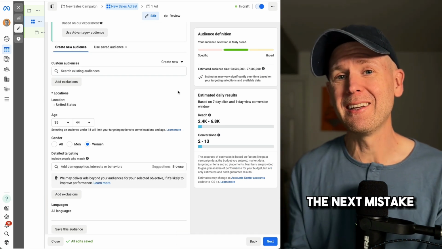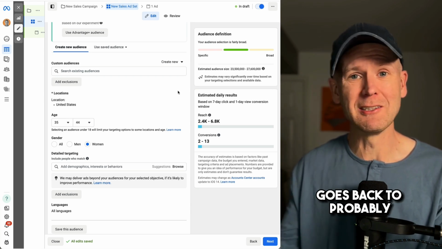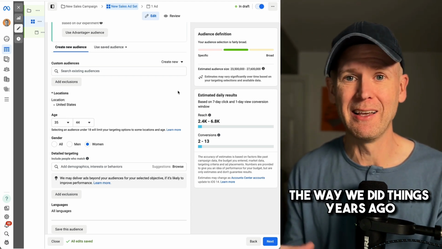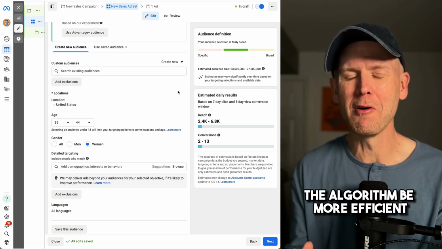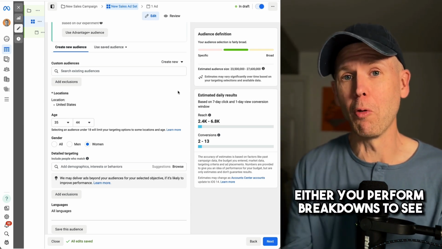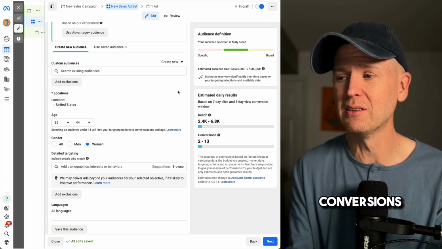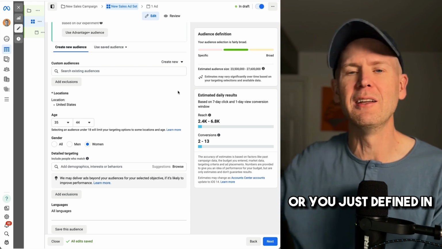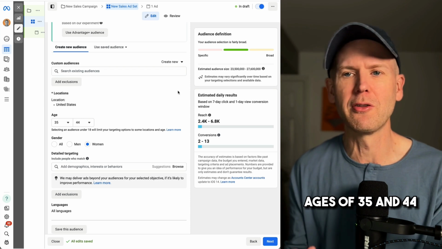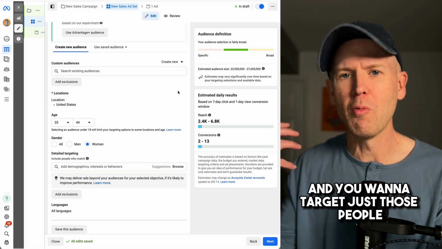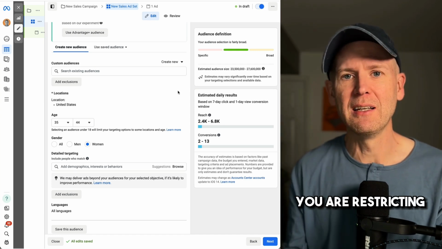The next mistake is overdoing demographic granularity. So this again goes back to probably the way we did things years ago. You wanted to help the algorithm be more efficient. Either you perform breakdowns to see who were the people who were performing these conversions, or you've just defined in your own mind they're men or women between the ages of 35 and 44, and you want to target just those people. When you do that, you are restricting the algorithm.